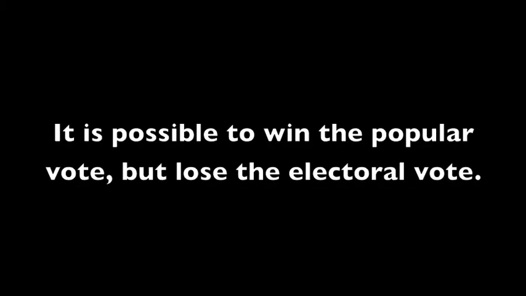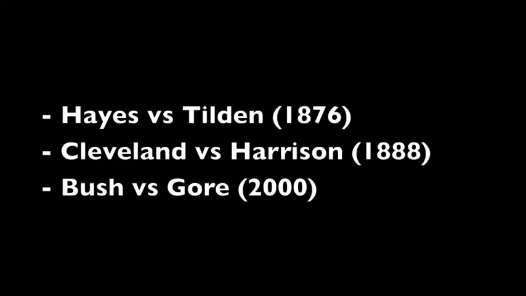The Electoral College system is not flawless. It is possible to win the popular vote, but lose the electoral vote. This has happened 3 times in U.S. history. Hayes v. Tilden in 1876, Cleveland v. Harrison in 1888, and Bush v. Gore in 2000.